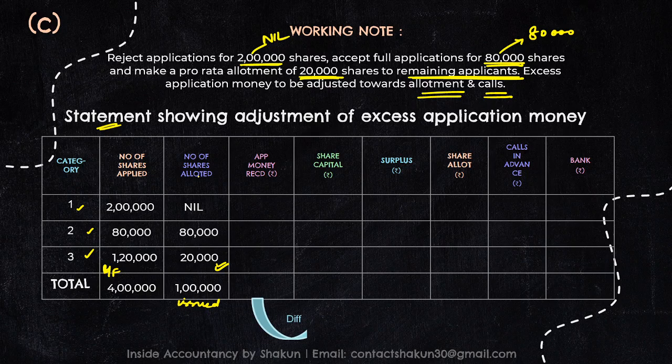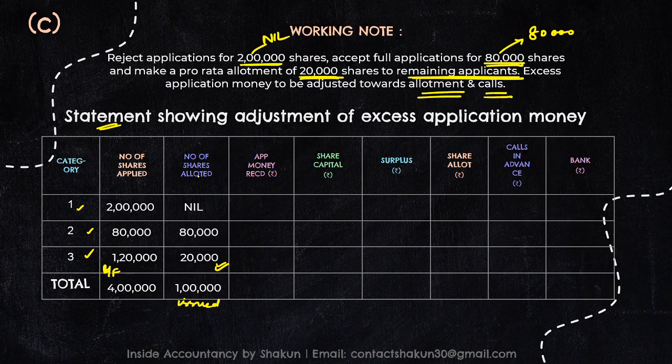Then we find out the difference between both, that is the total application money that we have received and the total money that we have transferred to share capital. The difference is basically the surplus, which will be adjusted towards share allotment or call or bank. Now let's see how we can solve this question.